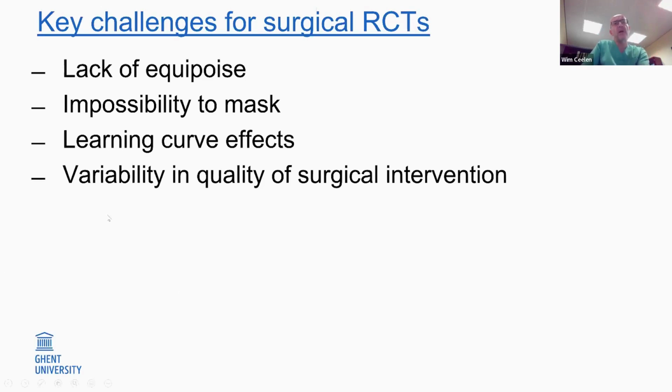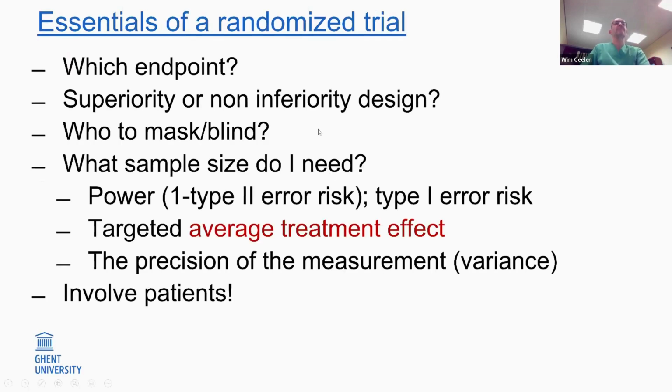The impossibility to mask or to blind patients is often difficult. And then the learning curve effects and the varying quality of surgical interventions are, of course, major challenges, because they result in variability of the treatment and therefore variability of the outcome.